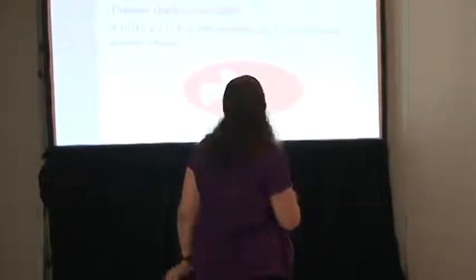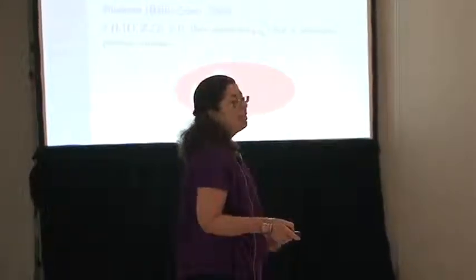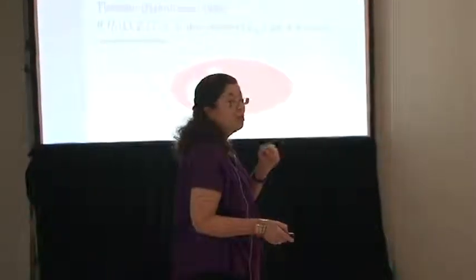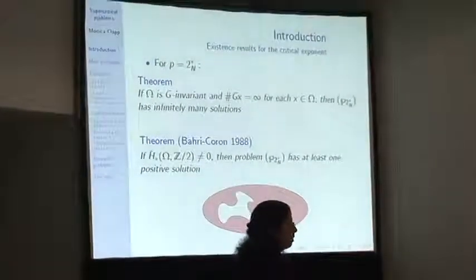So in a sense, these are the only two results one knows for the critical exponent. This is not really true, because one has other results for small perturbations of the domain, for example, which I will show you later on. But essentially, one knows very little about multiplicity of solutions for this problem.